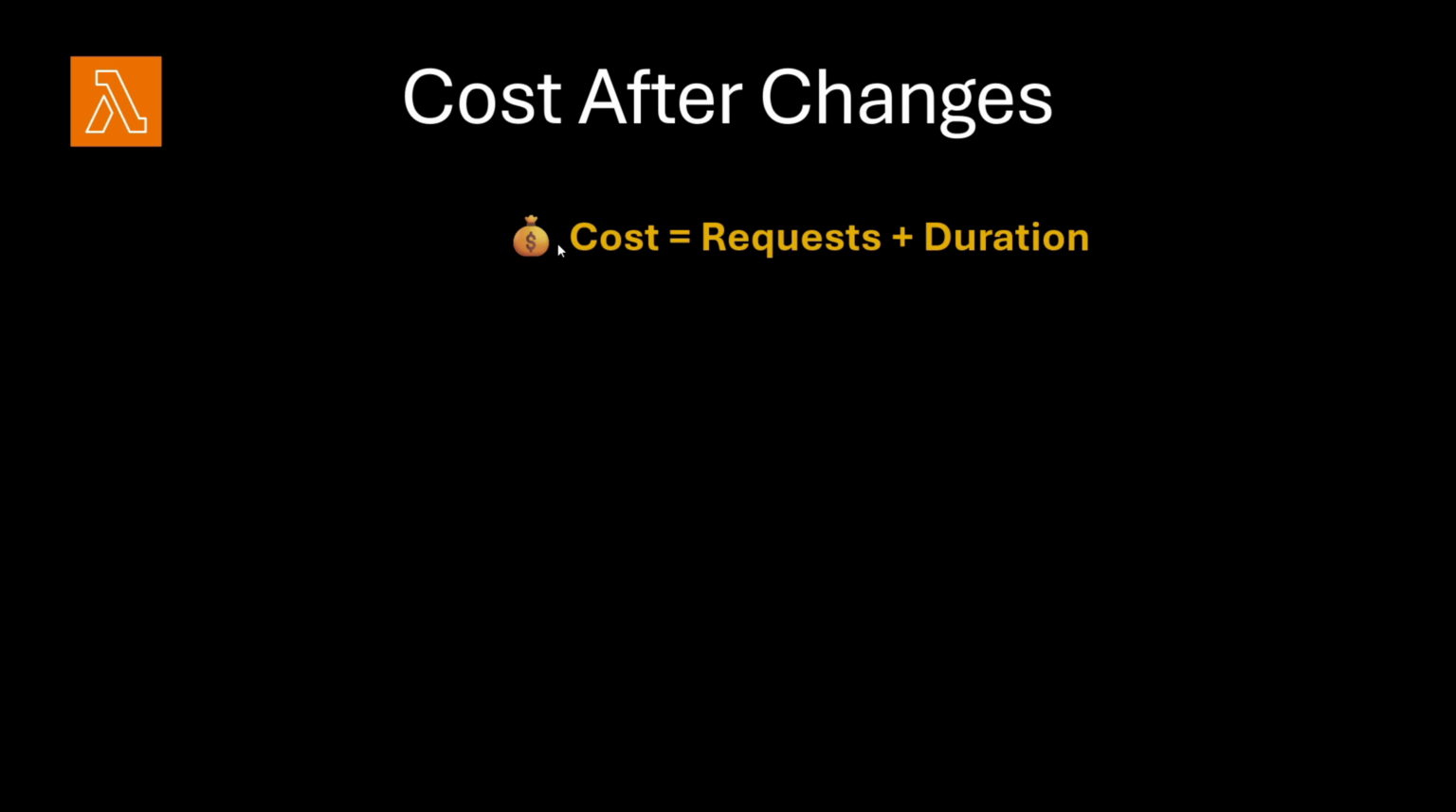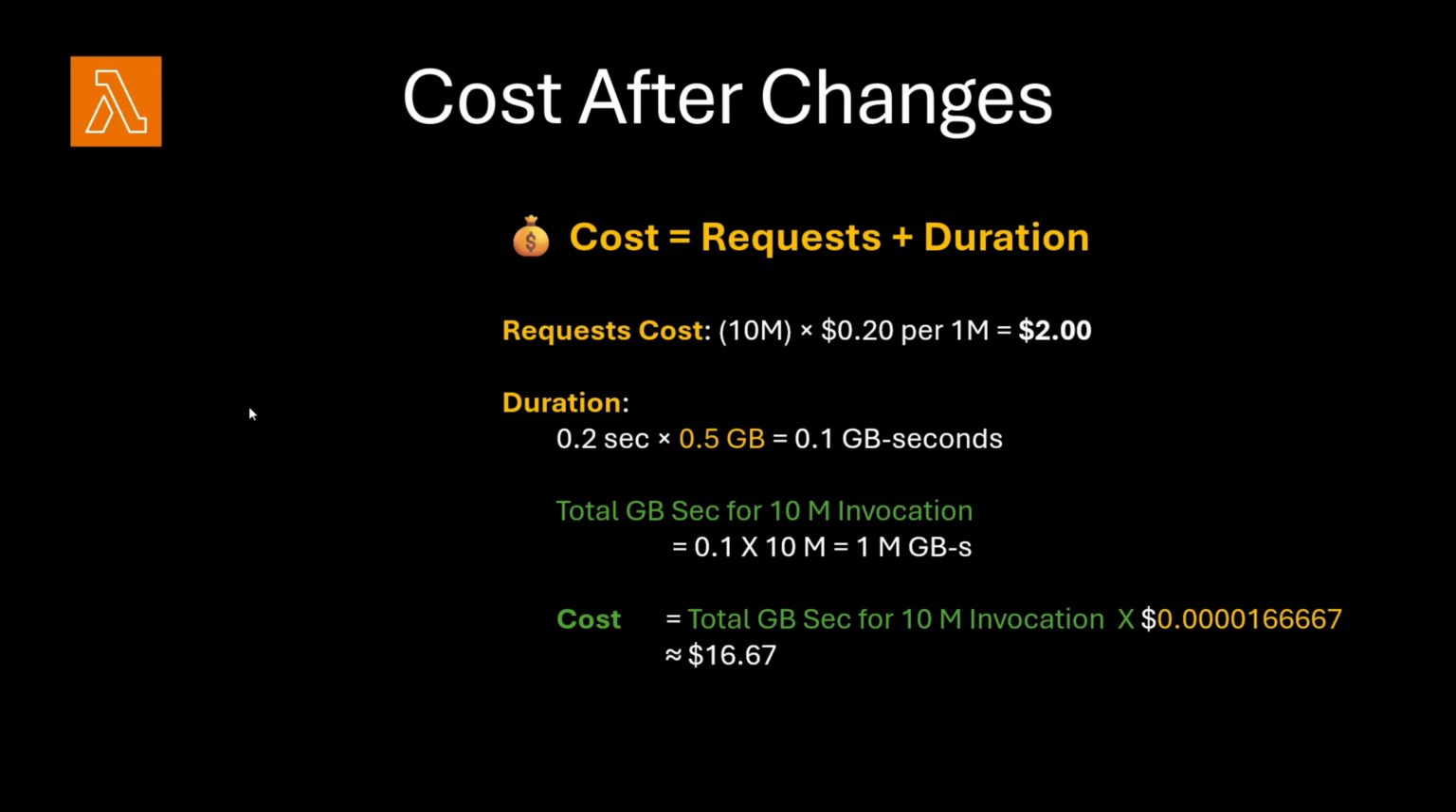Now let's calculate the same cost after the change. Total build duration is now 200 milliseconds, which is 0.2 seconds. If you multiply 0.2 seconds with 0.5 GB, which is your memory allocated, you will get 0.1 GB-seconds. Now if you multiply 0.1 GB-seconds with the total number of invocations, you will get the total GB-seconds for the execution of your Lambda function. The total cost is $2 for the requests, and then $16.67 for your Lambda duration. So now your total cost is $18.67.